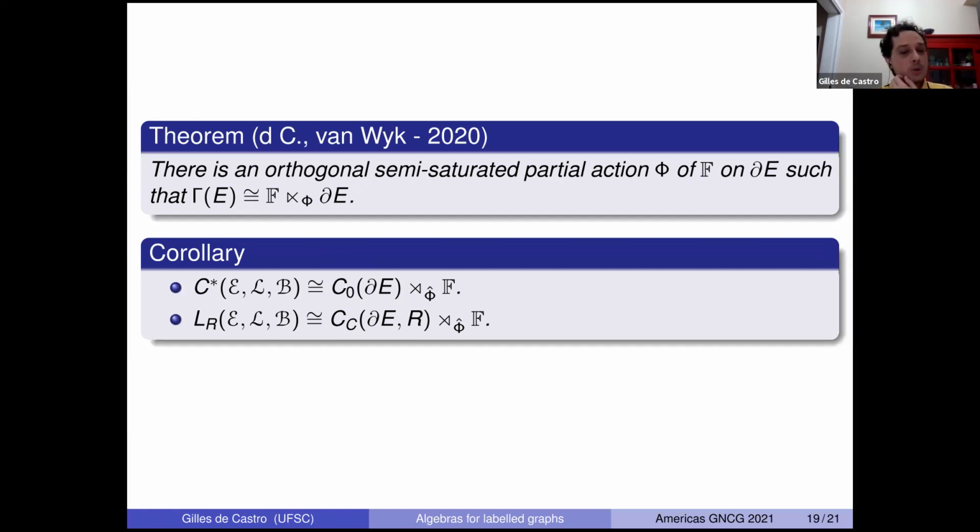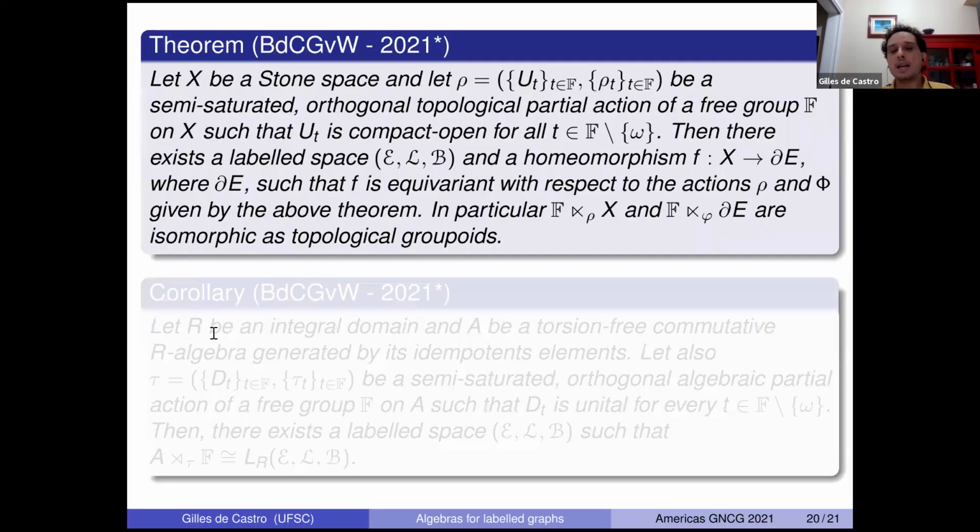And just to finish, we have some kind of converse for these results. We only did it for the algebraic setting, but I'm pretty sure that we can do it for the C*-algebra setting as well. We want to describe some partial crossed products as being the algebra of some labeled space. The idea is that if you have a Hausdorff space with a base of compact open sets, and you have a semi-saturated orthogonal partial action of the free group on the set, with the hypothesis that the domains of the homeomorphisms are all compact open, except for the identity, because the identity is the whole set X, and X itself does not need to be compact, but all the other domains are compact open.